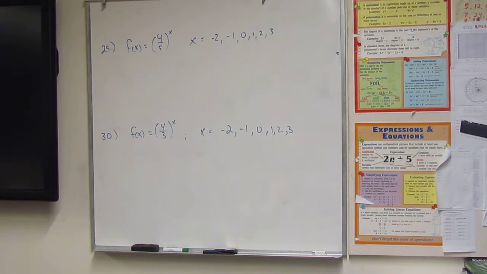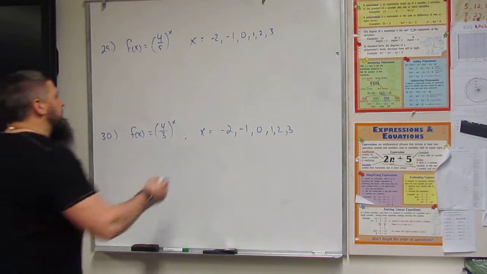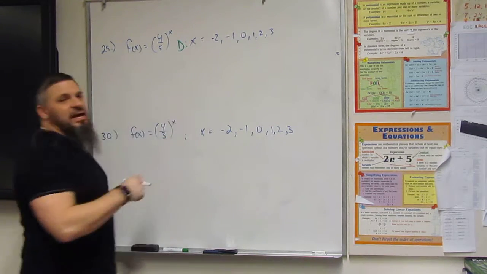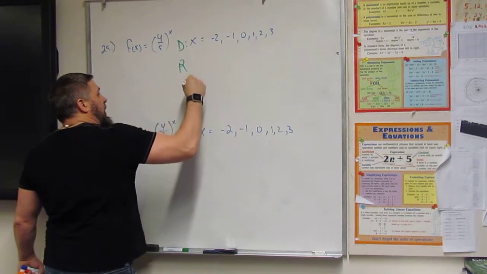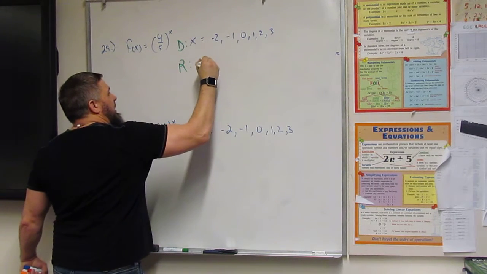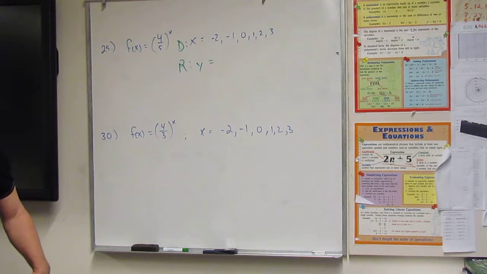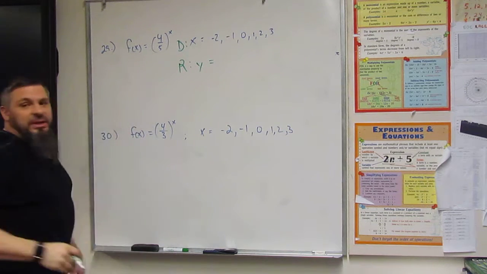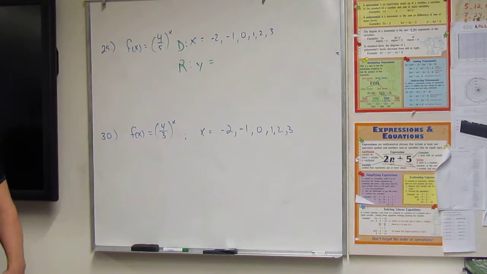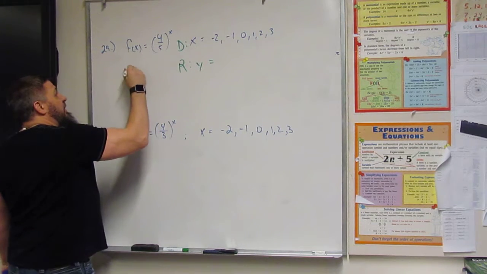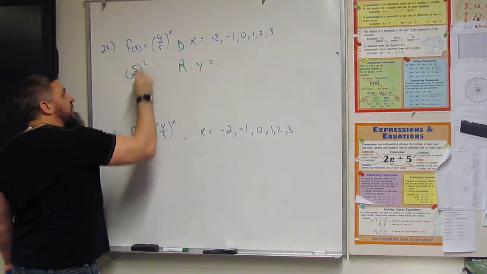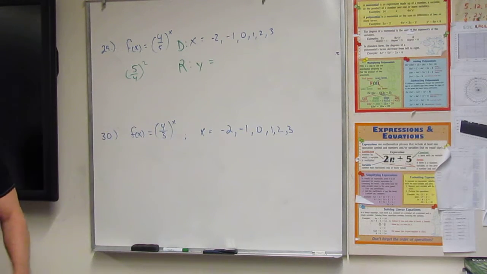Alright, these last ones, domain and range. Well, they gave us the domain such that x is -2, -1, 0, 1, 2, and 3. And they want the range, such that y is equal to... So when I plug in a -2 here, I can think about it mentally. What does -2 mean? That means it's flipped, right? 5 over 4 squared, which is 25 over 16.